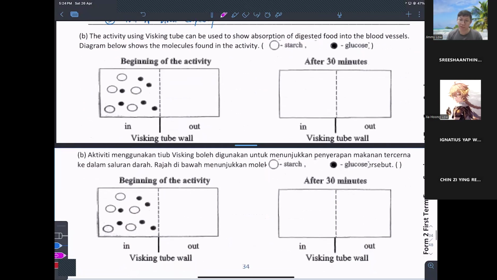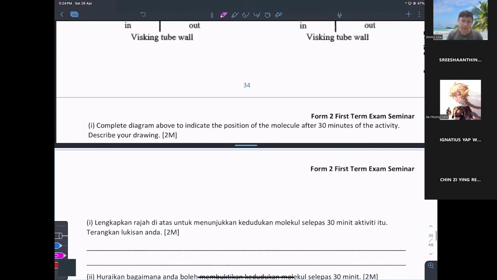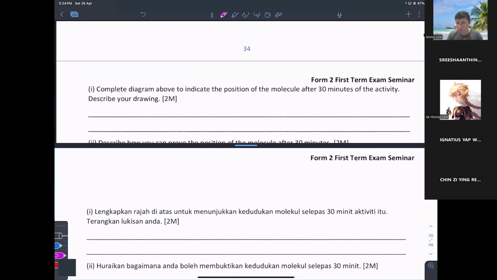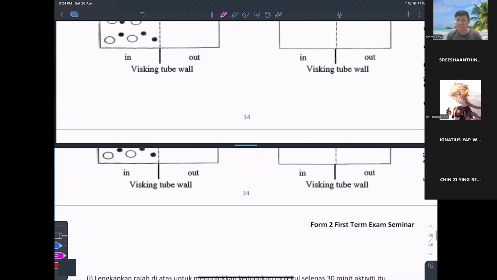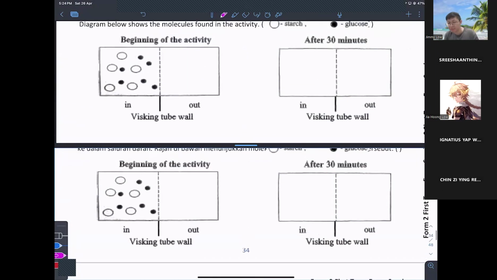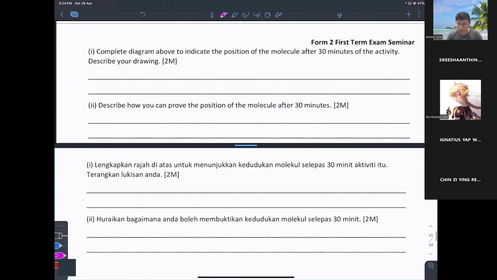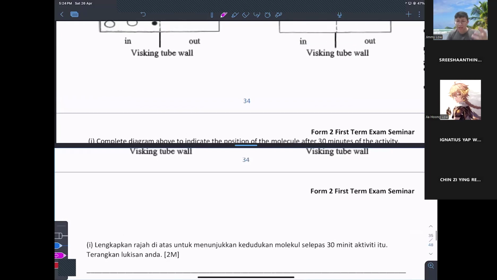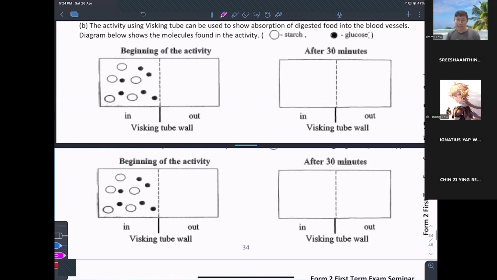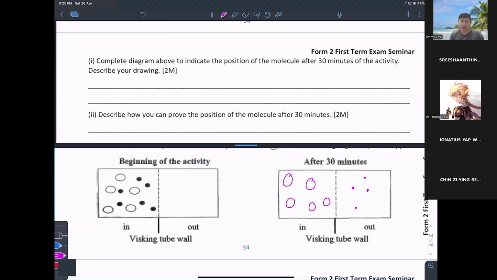So in the end of the activity, they ask you to sketch out what will happen. You have to sketch out, and describe your drawings. Your sketching stands for 1 mark, your description is another mark. The description is not going to ask you to give a reason. They just ask you to mention what happened. You just say the bigger one remains inside, out here the smaller one diffuses. So you have to complete a diagram, then describe the drawing.